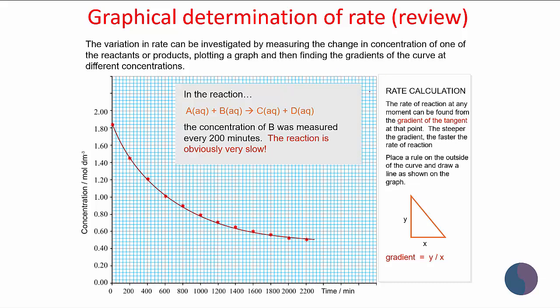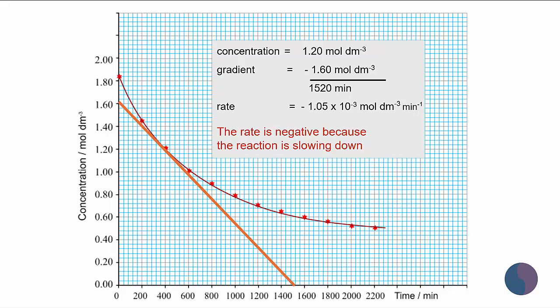Okay, now this is something you can read through in your own time and just pause it. So this is just a review. How do you get rates? You do the gradient. I covered that in rates of reaction. And that's just going into details of a specific example. Just pause it and read it if you need to.